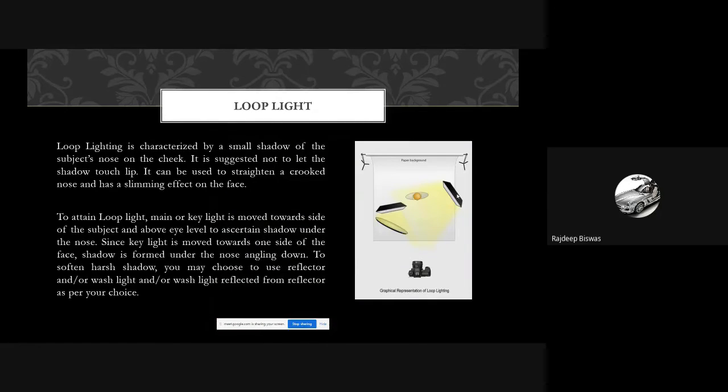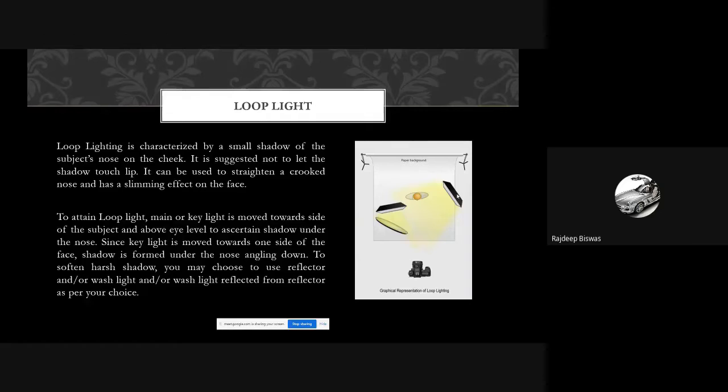Loop. Loop lighting is characterized by a small shadow of the subject's nose on the cheek. It is suggested not to let the shadow touch the upper lip. I missed the word upper. Now, why is it generally used? It is actually used generally to straighten a crooked nose, and it has a slimming effect on the face.